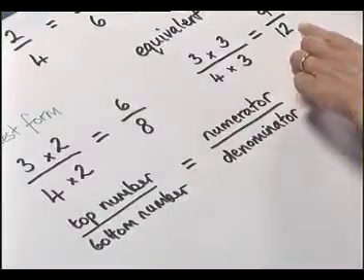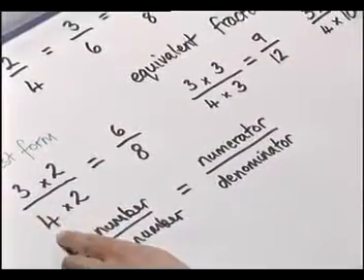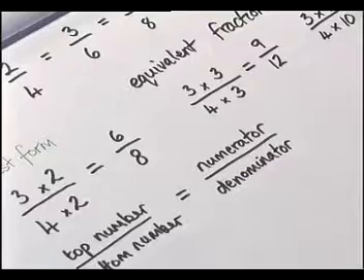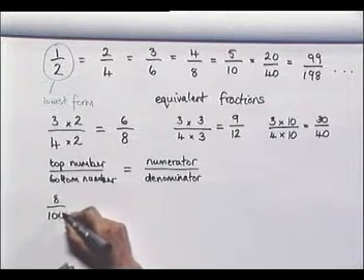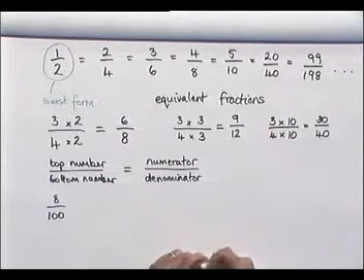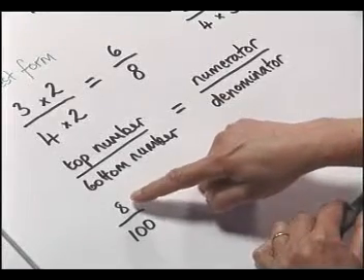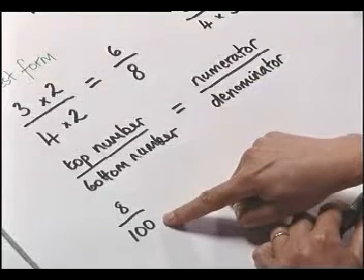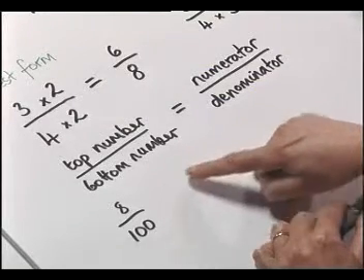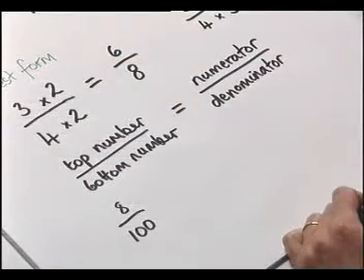Now let's have a look at seeing how we go the other way. When we have an equivalent fraction, how do we find this fraction in its lowest form? Well, let's look at an example. Let's say we've got 8/100ths. Now, we need to find the number that the lowest form was multiplied by and that we ended up with 8/100ths. Well, the opposite of multiplying is dividing. So we need to divide both the numerator and the denominator by the same number so that we get back to a fraction in its lowest form.